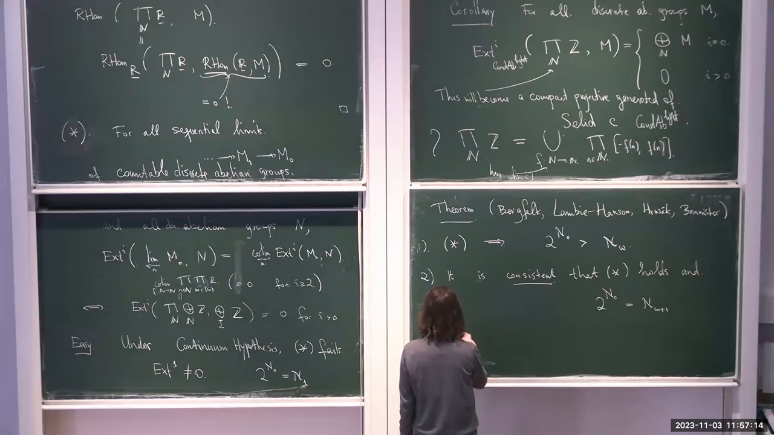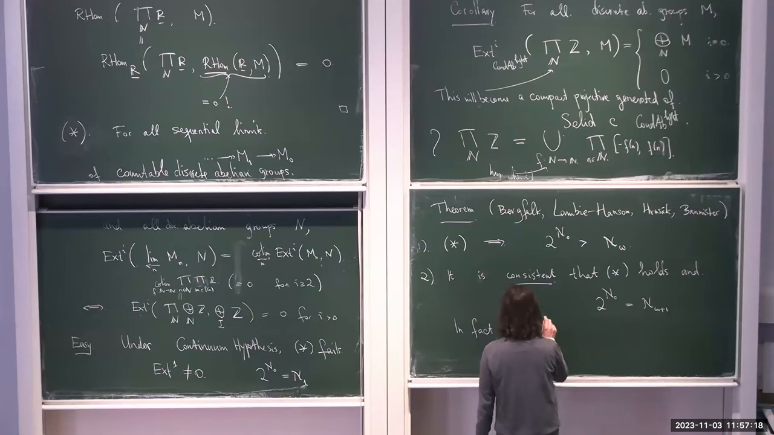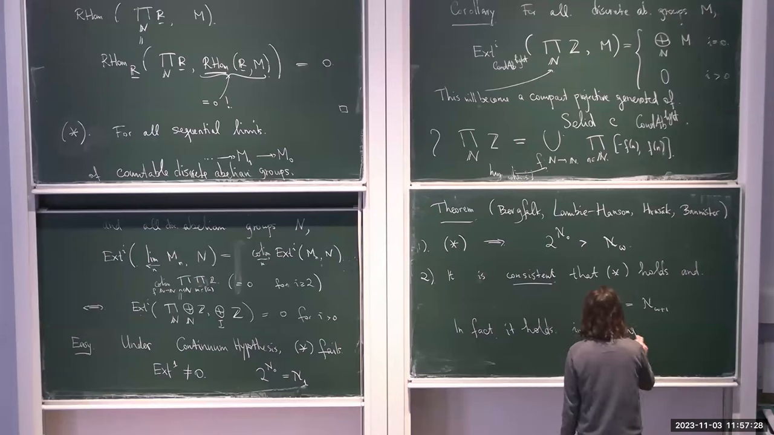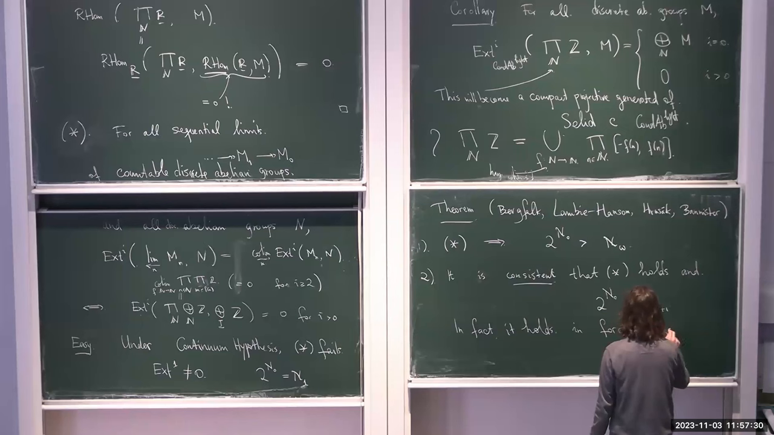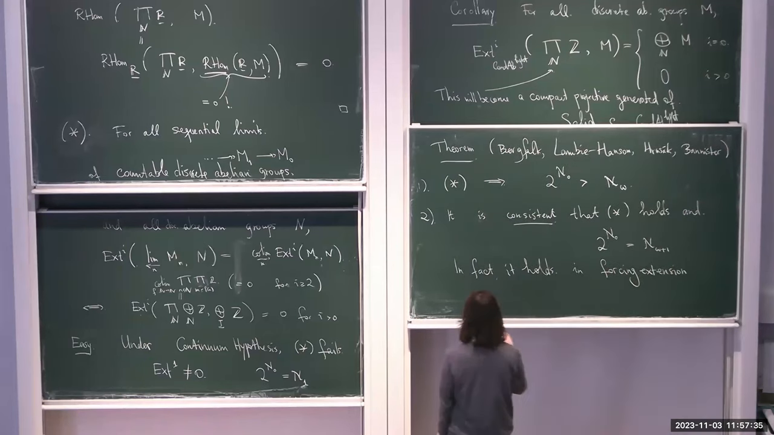In fact, it holds whenever you have any ground model, then you can extend this ground model by doing a Cohen forcing. It holds in the forcing extension. The joining of aleph omega many Cohen reals.